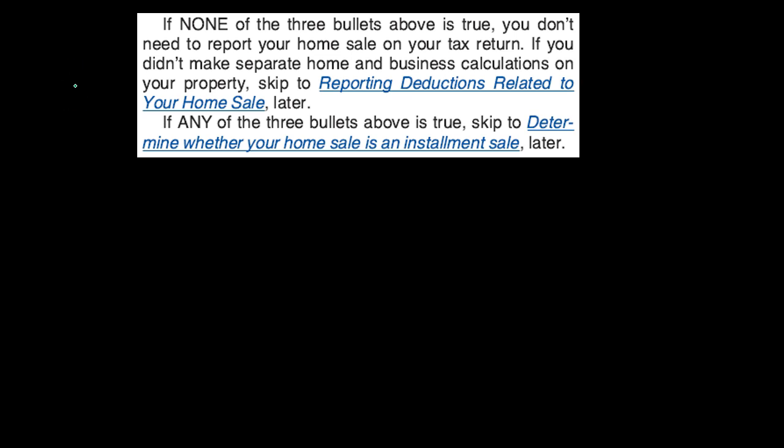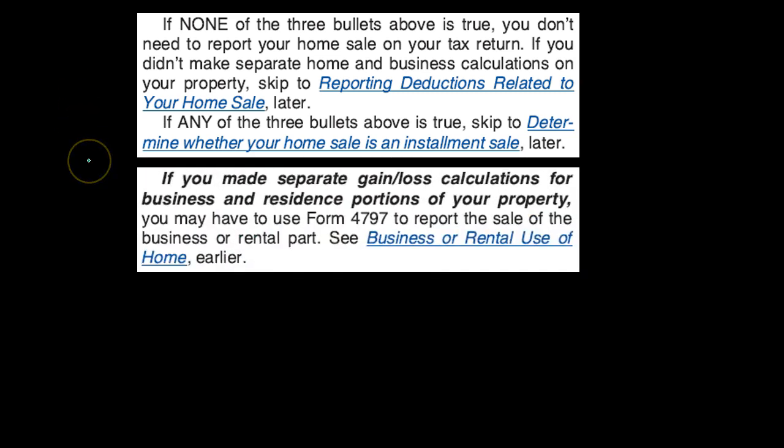If none of the 3 bullets above is true, you don't need to report your home sale on your tax return. If you didn't make separate home and business calculations on your property, skip to reporting deductions related to your home sale later. If any of the 3 bullets above is true, skip to determine whether your home sale is an installment sale later. If you made separate gain-loss calculations for business and resident portions of your property, in other words, if you had to break it up between the business portion and the non-business or resident portion, then we go here.